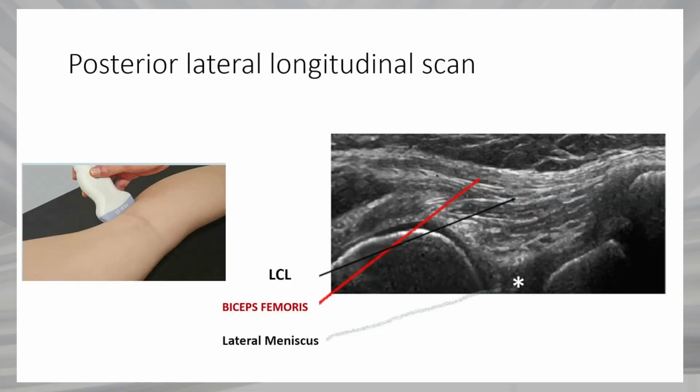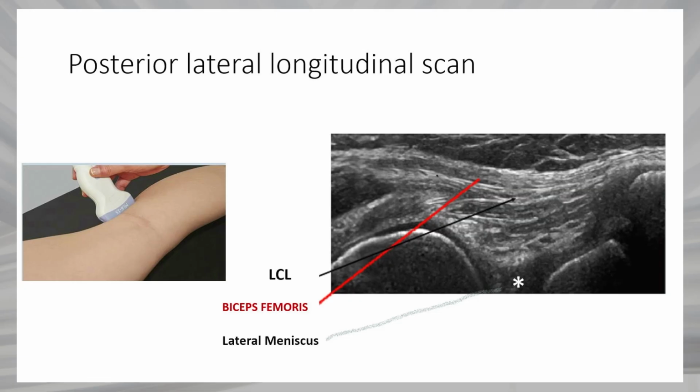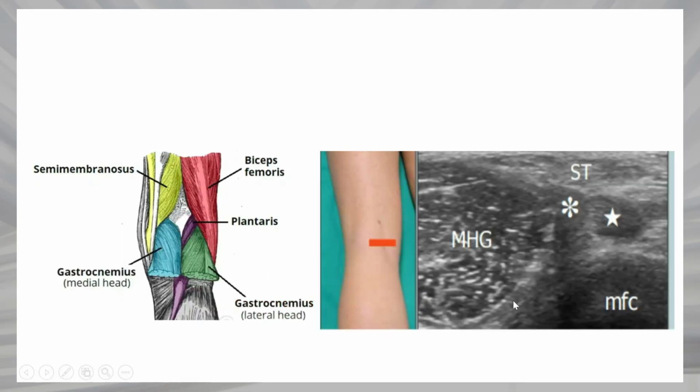Now, posterior lateral longitudinal scan is when you move your probe longitudinally but towards the lateral side. Here you'd be able to see lateral collateral ligament, the belly of the muscle part, and the tendon then goes down of the biceps femoris, and the lateral meniscus as well to some extent. Lateral meniscus is visible in the lower part of the image in the form of an asterisk.